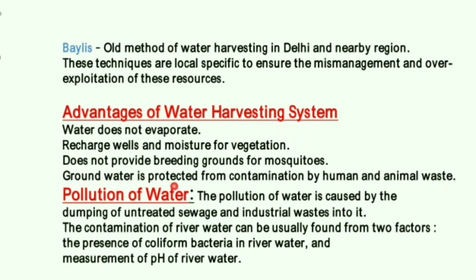It does not provide breeding grounds for mosquitoes. Groundwater is protected from contamination by human and animal waste. Pollution of water: the pollution of water is caused by the dumping of untreated sewage and industrial waste into it. The contamination of river water can usually be found from two factors: the presence of coliform bacteria in the river and the measurement of pH of river water.